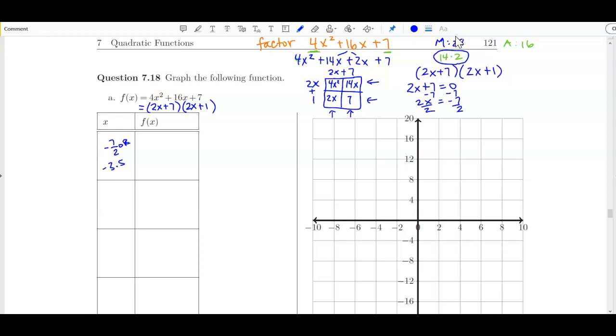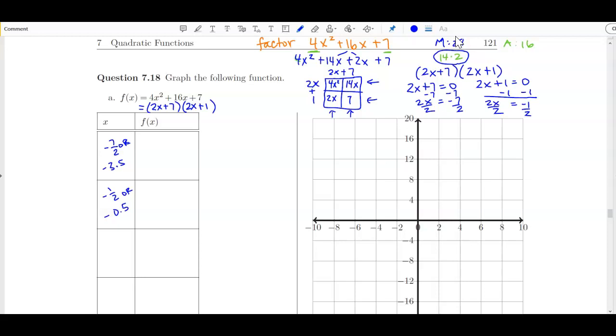And then what about this other one? When we set this part equal to 0 and solve, what do we get here? Because this is going to tell us another x we want. -1/2? Yeah, -1/2. So -1/2, or if you want to write it as -0.5, like I said, if you'd rather write it as a decimal, I'm perfectly fine with that.